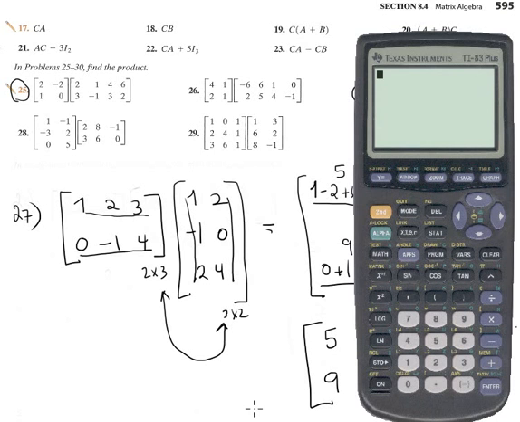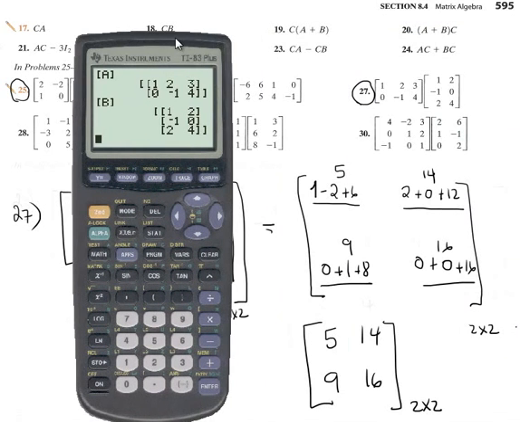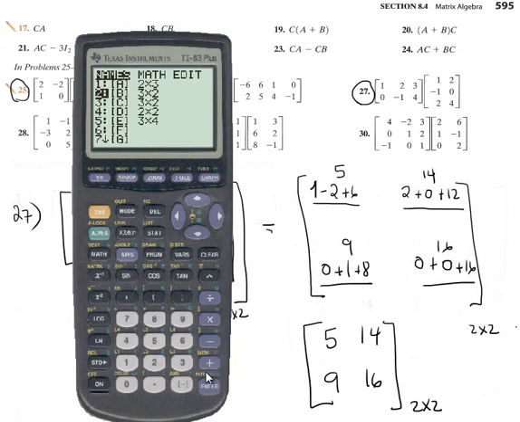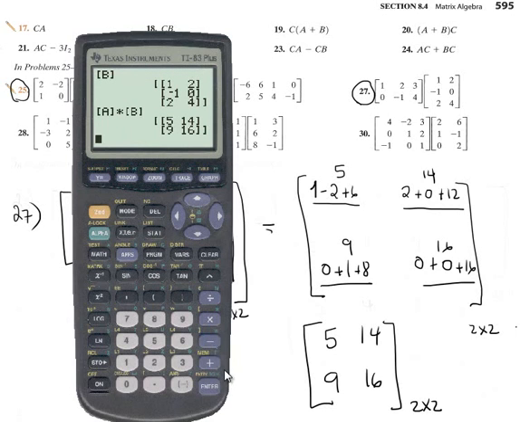Using the calculator, I have the matrix A is this one, and the matrix B is this, A and B. Okay, now there the multiplication, A times B. 5, 14, 9, and 16.